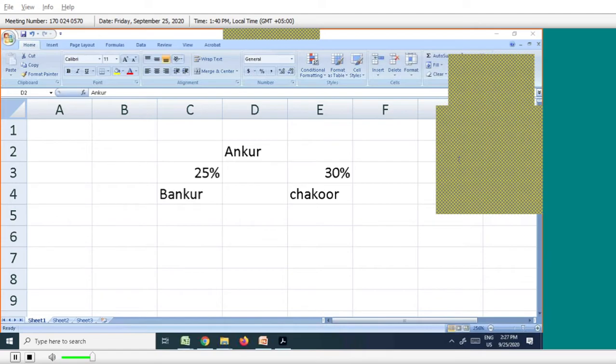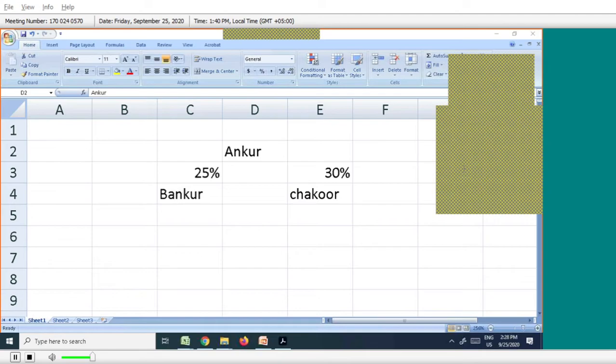Control means more than 50% shares. Influence means more than 20% voting power shares. So here Ankur is having 25%, which is more than 20%. Hence it is coming under the category of significant influence. Because of significant influence, both are related party.